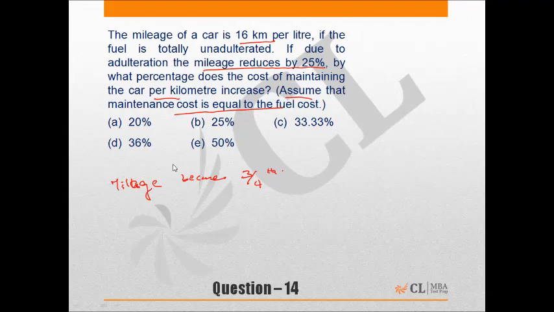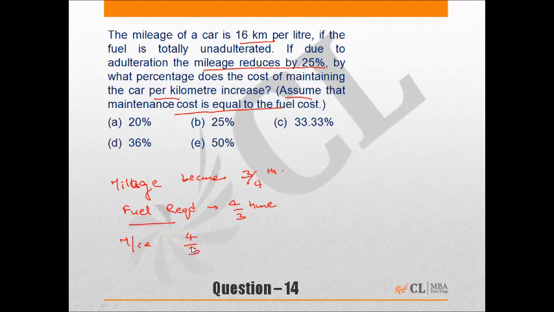If the mileage has become 3/4 times, the fuel required will become 4/3 times. So what you need is now 4/3 times the original amount of fuel. And what is maintenance cost? Maintenance cost is directly proportional to fuel cost. So maintenance cost will also become 4/3 times.